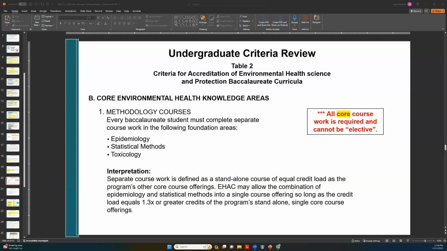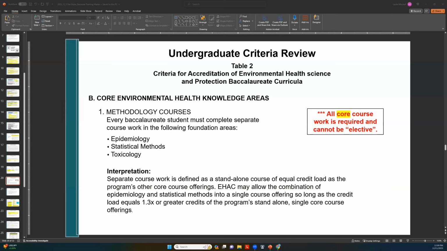And you can ask and take notes on what the response is if you're a site visitor. In some cases, we flag that in our draft report, and then we've gotten a written explanation from the program as to why we don't see a computer course or something else that demonstrates they've met IT competence.